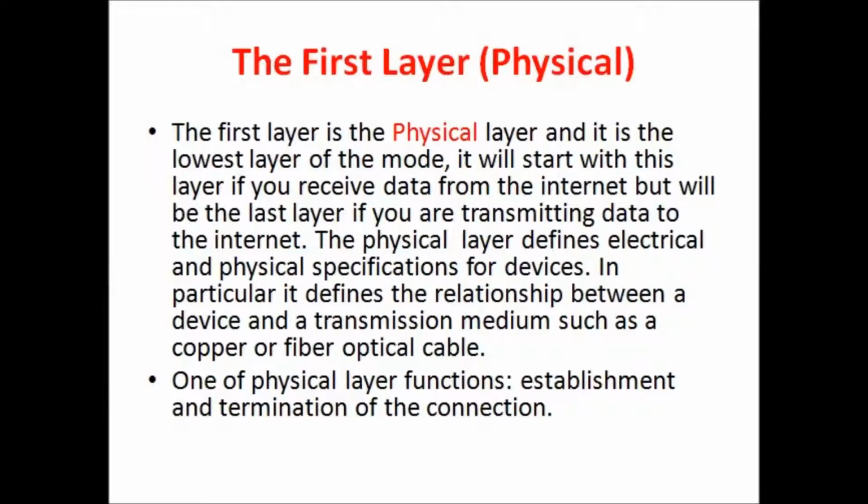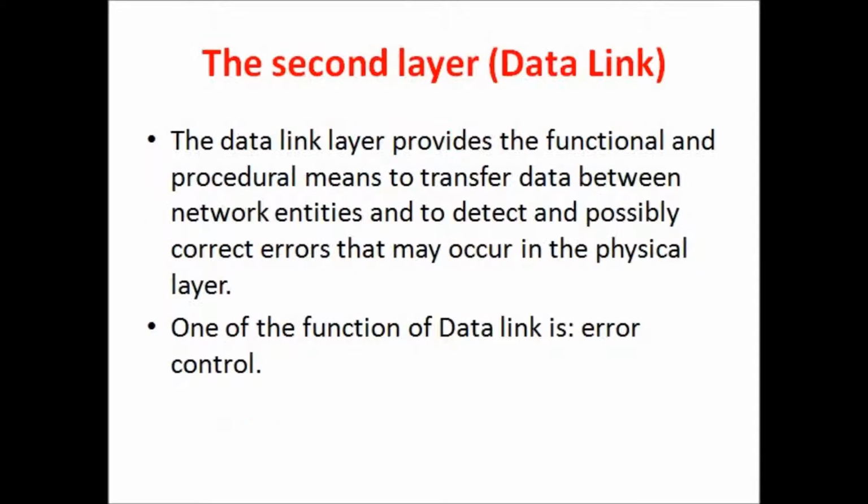The first layer is the physical layer, and it is the lowest layer of the model. It will be the first layer if you receive data from the internet, but will be the last layer if you are transmitting data to the internet. The physical layer defines electrical and physical specifications for devices. In particular, it defines the relationship between a device and a transmission medium, such as a copper or fiber optical cable. One of the physical layer functions is establishment and termination of the connection.